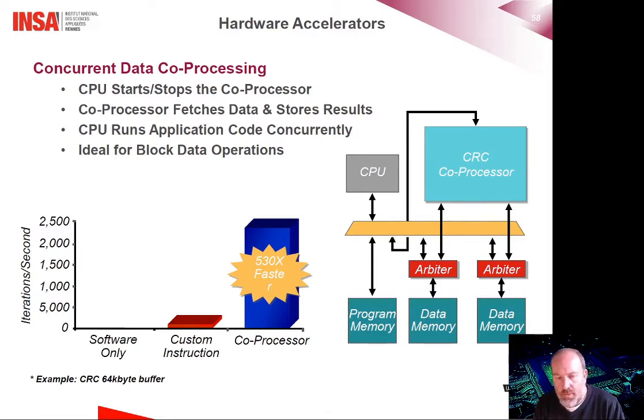The coprocessor, or IP, is connected to the CPU through a bus that is managed by an arbiter, and all modules communicate through this bus. This solution is very efficient, and we see that using a coprocessor can accelerate processing with a factor of more than 500, which is a lot compared to custom instructions, for example.